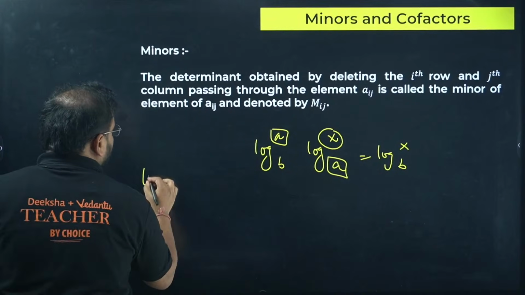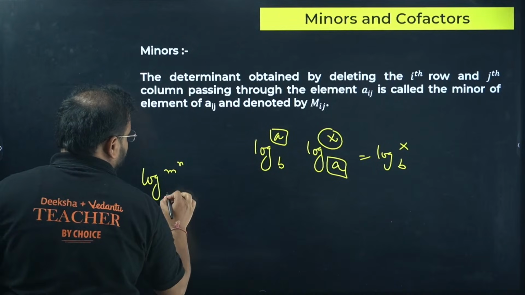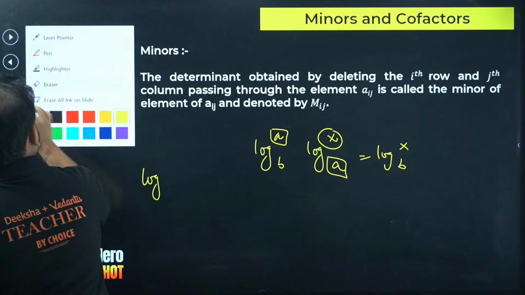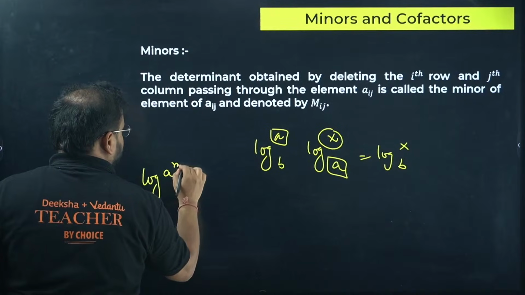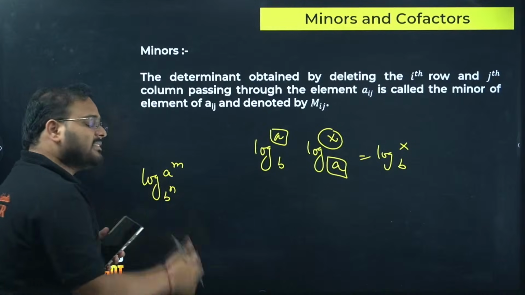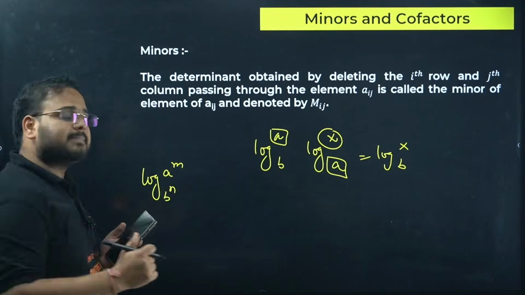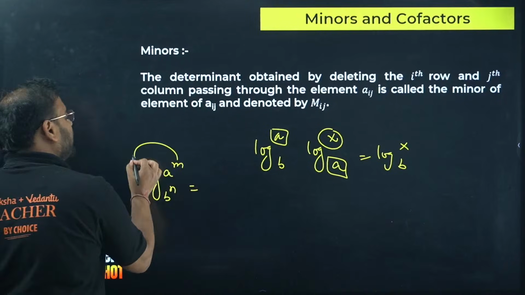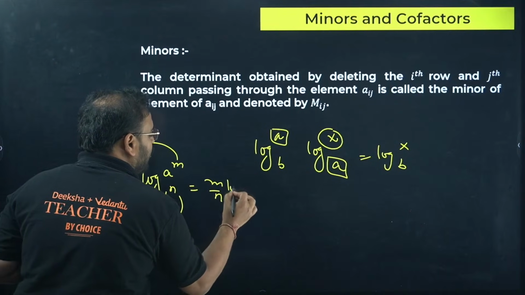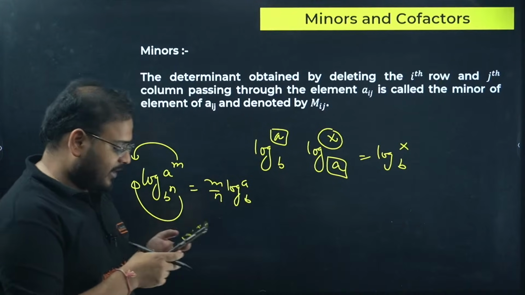One more: if I have log of a to the power m, and we have b to the power n, let's say this is my logarithm, where both the base and the value of the log have powers in them, then the answer will simply be the ratio of the coefficients. So m by n log of a with the base b. Does it make sense to you, Rohita? Please check.